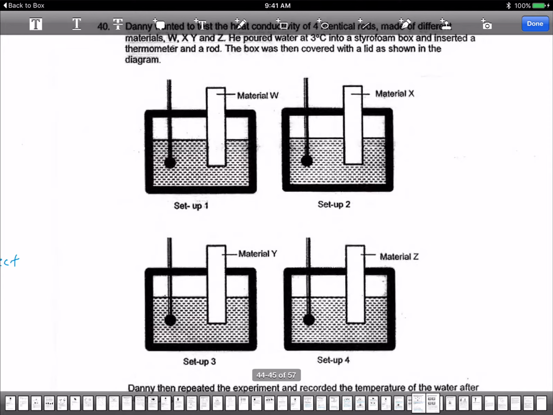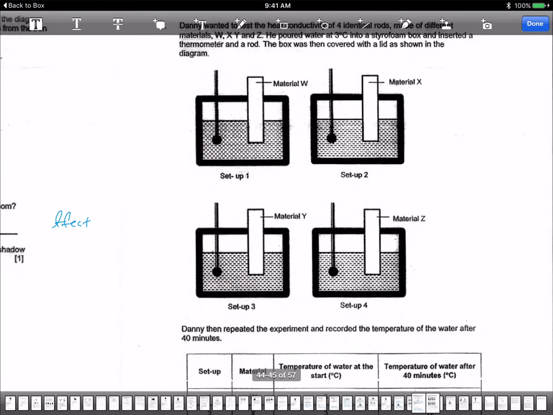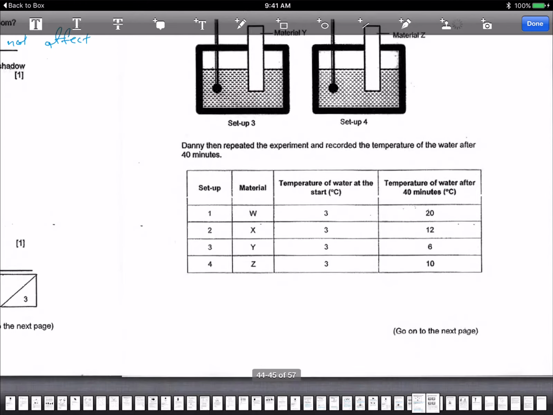Next one, 40. What should we have? I need 44. Okay, let's hurry up, okay? I go first. Wait, it's not your turn. It's Sean. Okay, where's the question?